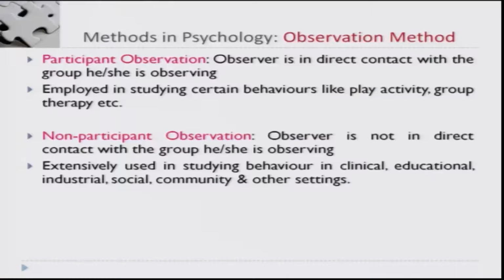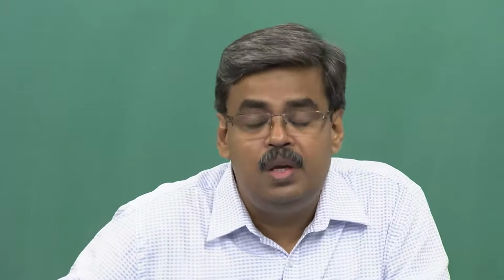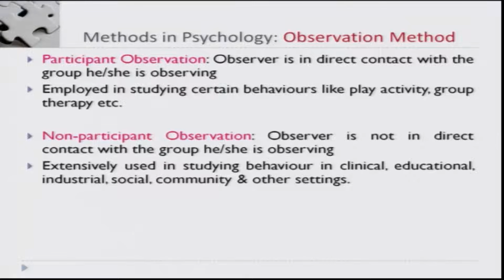The other type of observation is called non-participant observation, where the observer is not in direct contact with the group that he or she is trying to observe. Basically, you would find in a clinical setup that there is always a one-way glass, and one group is on the other side of the glass, whereas the observer is behind the glass. The group cannot see the observer, the psychologist, but the psychologist can see the group. Mostly you will find this in the clinical setup. Even in educational setups, sometimes in industrial, social, community and other settings, you can find the non-participant method being used.